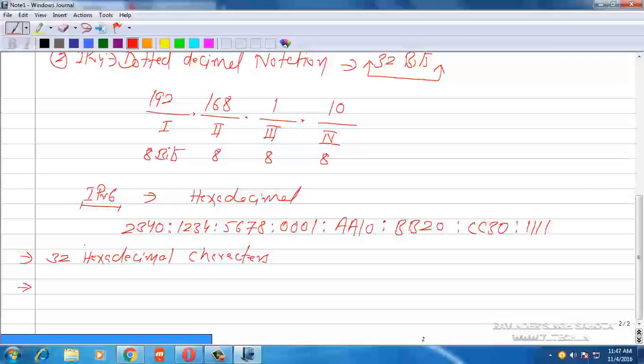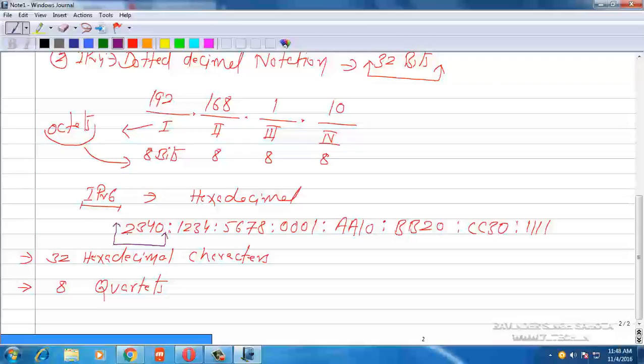Second, these 32 hexadecimal characters are divided into 8 quartets. An IP version 4 address has octets, and each octet contains 8 bits. In hexadecimal, there are in total 8 quartets, and each quartet contains 4 hexadecimal characters.